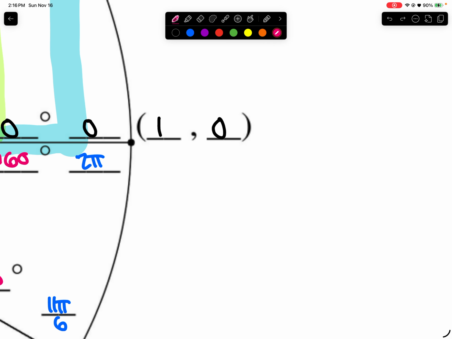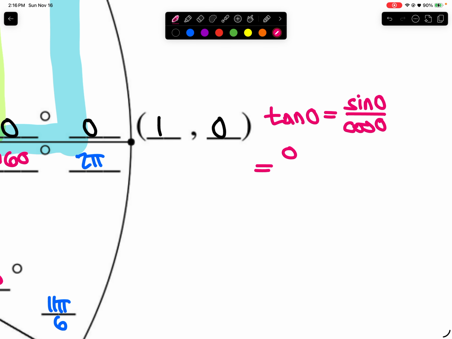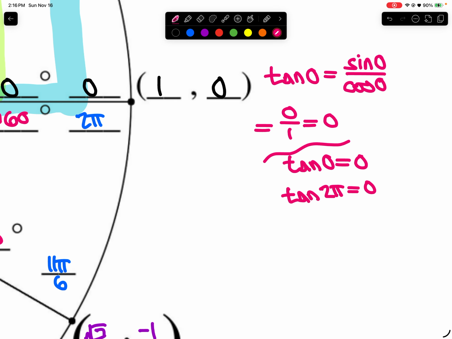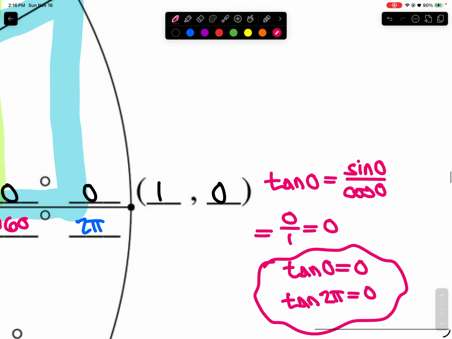Now I'm just going to do quadrant 1, and then we're going to reflect to get the rest. Okay, so tangent of 0 is going to be the same as doing sine of 0 over cosine of 0. Sine of 0, which is the y value, is 0 over 1, which is just 0. So tangent of 0 is just 0, which means it's coterminal with 2 pi. So tangent of 2 pi is also going to be 0.